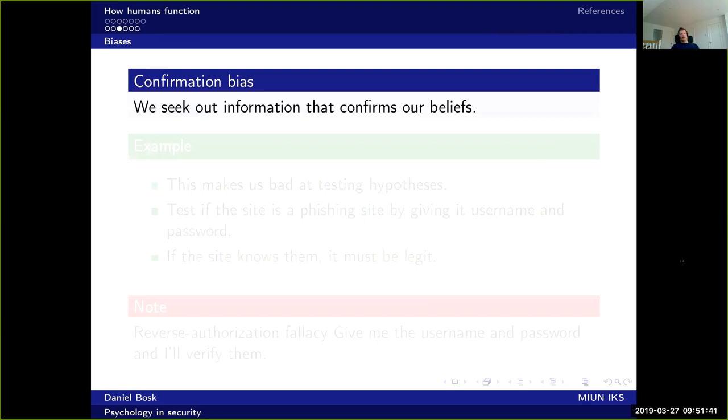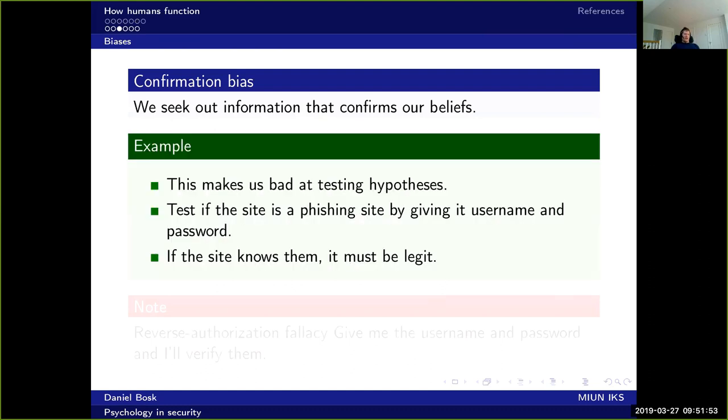Another bias that we have is confirmation bias. That is that we seek out information that confirms our beliefs rather than seek out information that questions our beliefs. So this makes us bad at testing hypotheses, for instance. So there are users that test whether a site is a phishing site by giving it its username and password. And if the site knows them, yeah, then it must be legit. Of course, this doesn't work. This is partly due to a wrong mental model and partly due to the confirmation bias, because when it turns out to work, the users believe, yeah, okay, I was correct, because this is how it usually is.